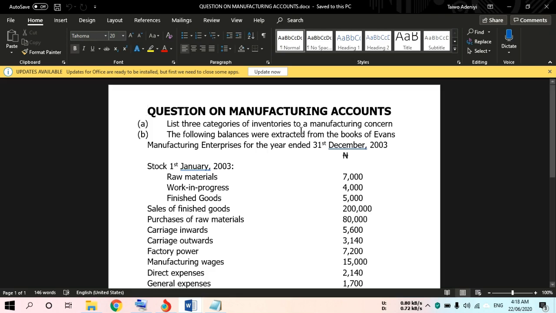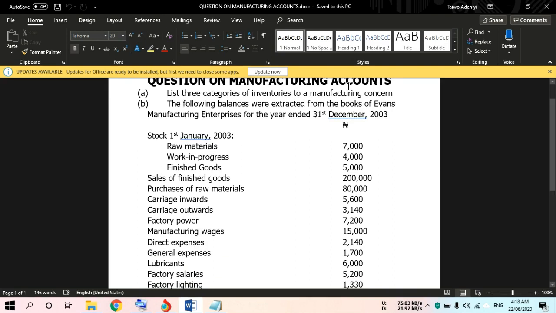These are the three inventories to a manufacturing concern. Now let's begin the calculation part of it. Let's say the following balances were extracted from the books of Evans Manufacturing Enterprises for the year ended 31st December 2003. You have the stock, as you can see. We are given three stocks here as our opening stock: the opening stock of raw materials, the opening stock of work in progress, the opening stock of finished goods.